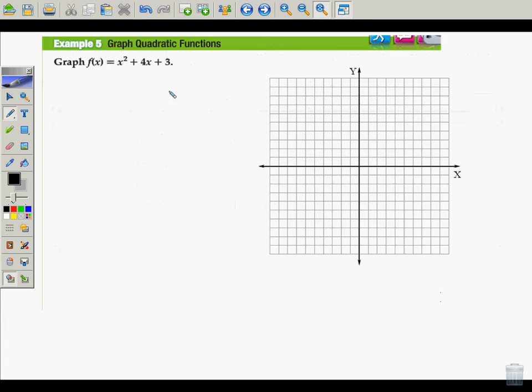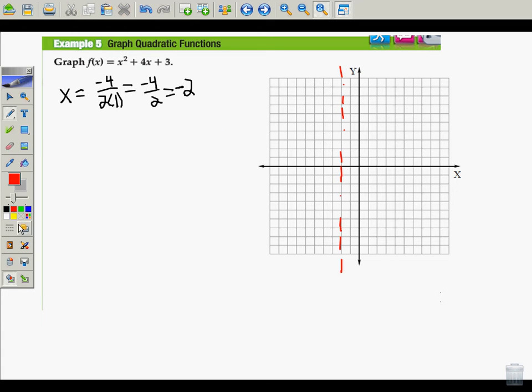So the first thing we want to do is find our axis of symmetry, and we know x equals minus b over 2a. Remember, when there's no number in front of the term, it's just a 1. So we get negative 4 over 2, which is just negative 2. So I know my vertex is going to be at negative 2 for x, and this is where the axis of symmetry is, which I will draw in red. Here's my axis of symmetry.